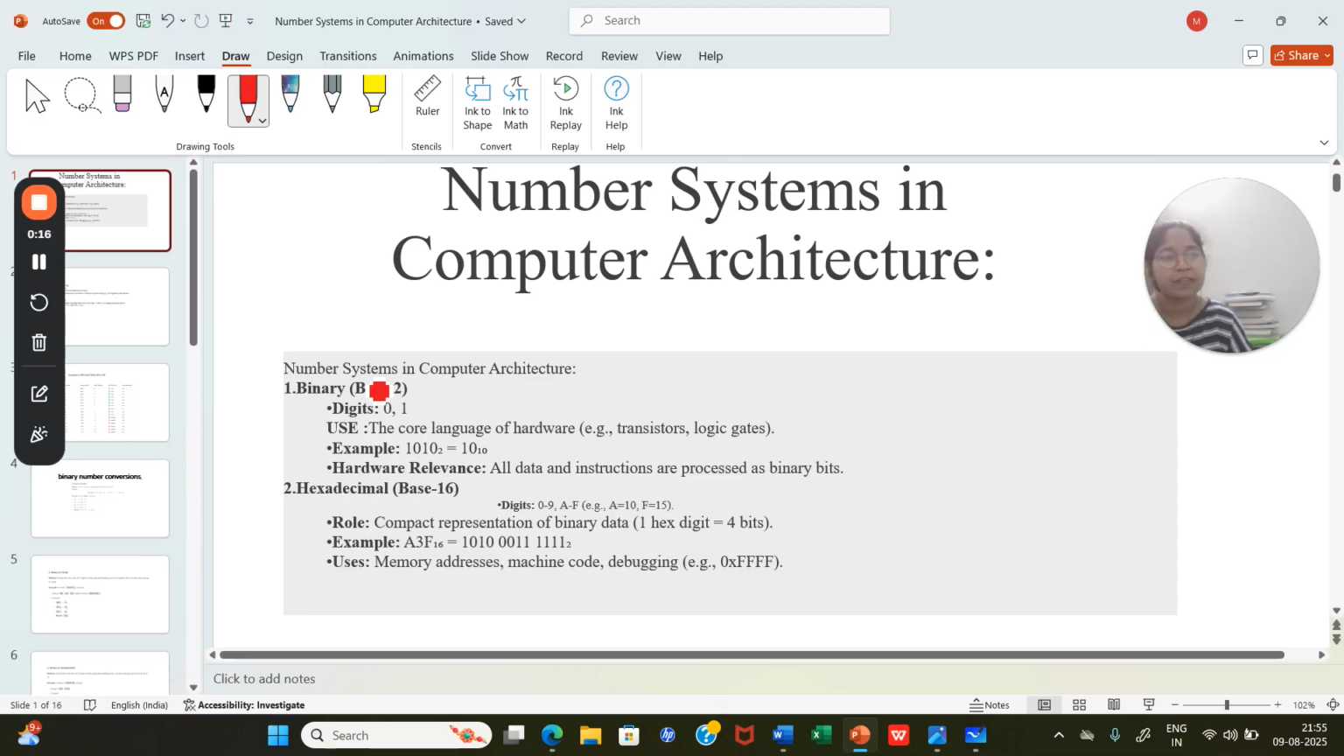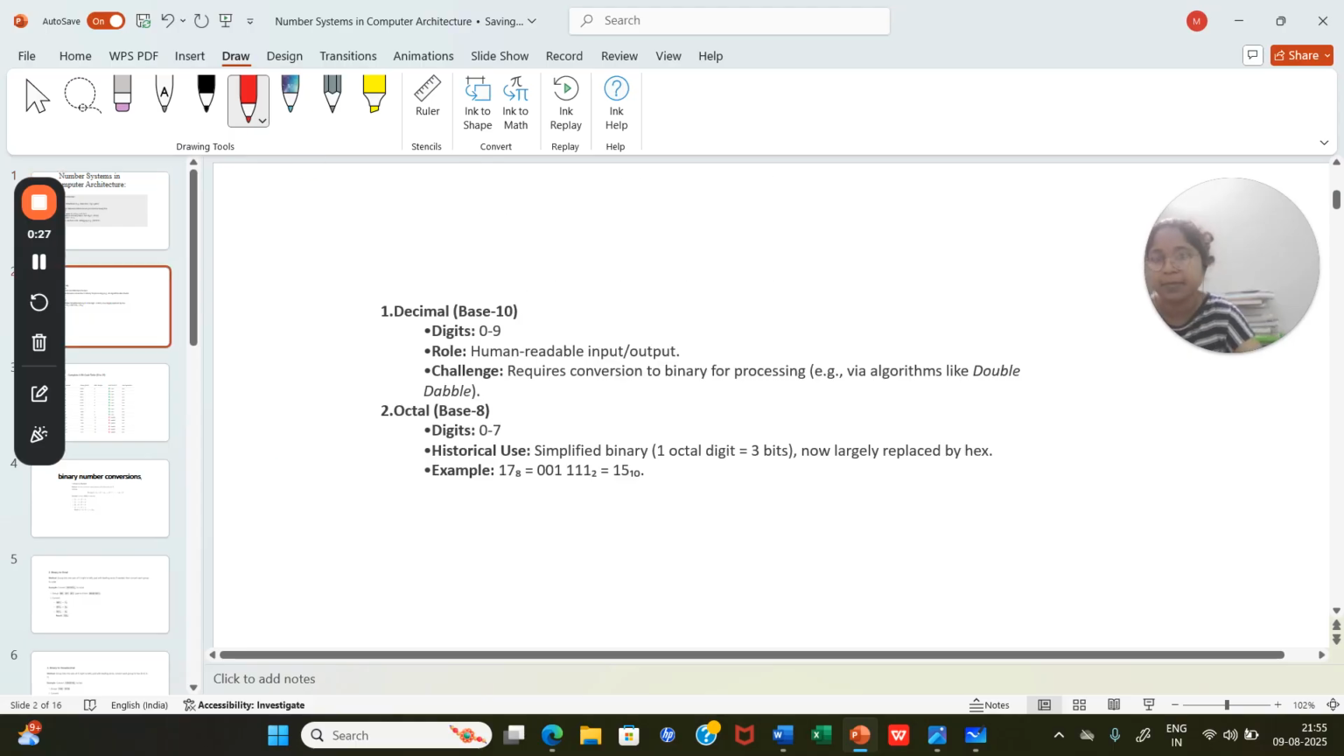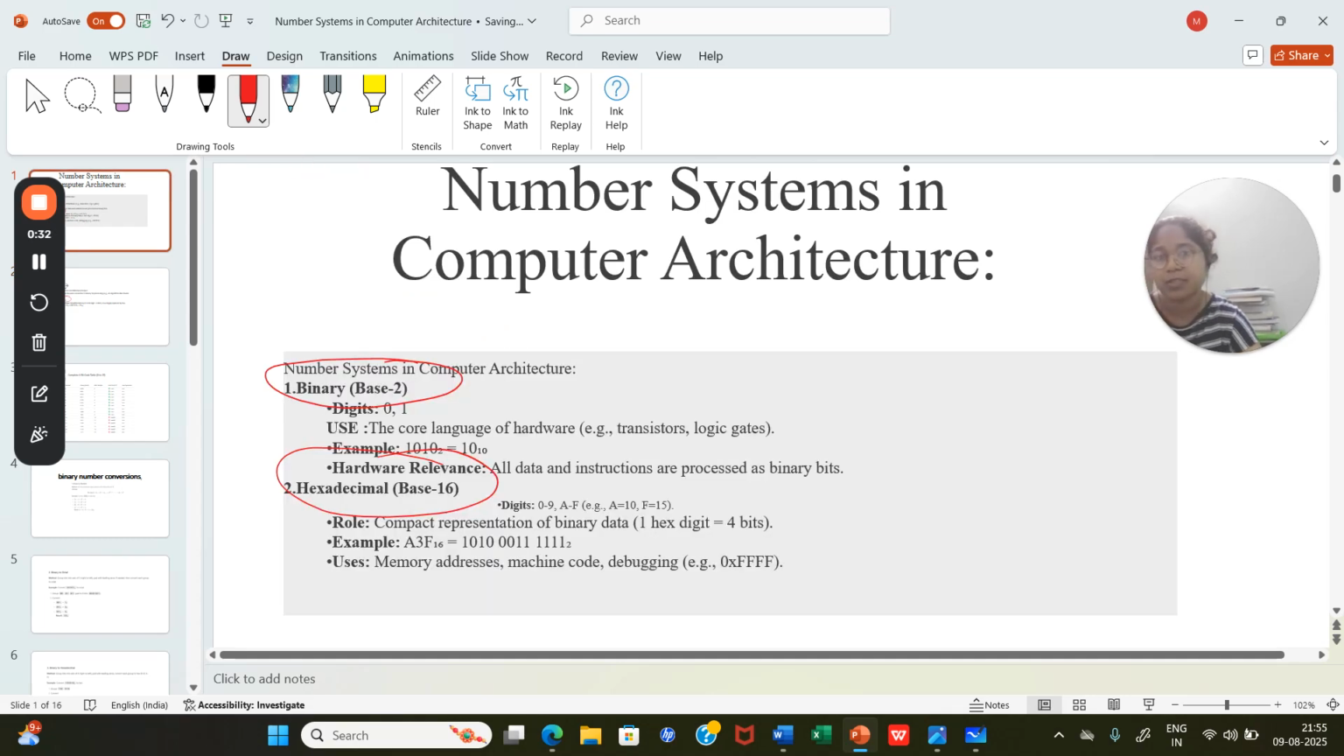So basically, we learned four types of number systems in computer architecture. The first one is binary numbers, and the second one is hexadecimal numbers. Then decimal numbers and octal numbers. In total, we are going to learn four types of number systems in computer architecture.